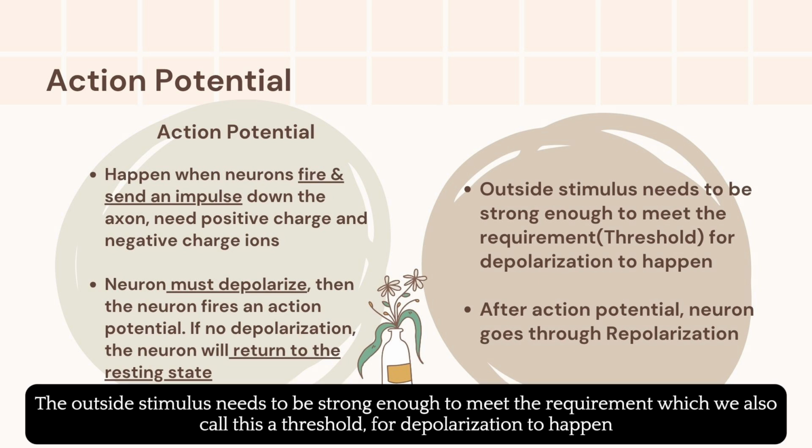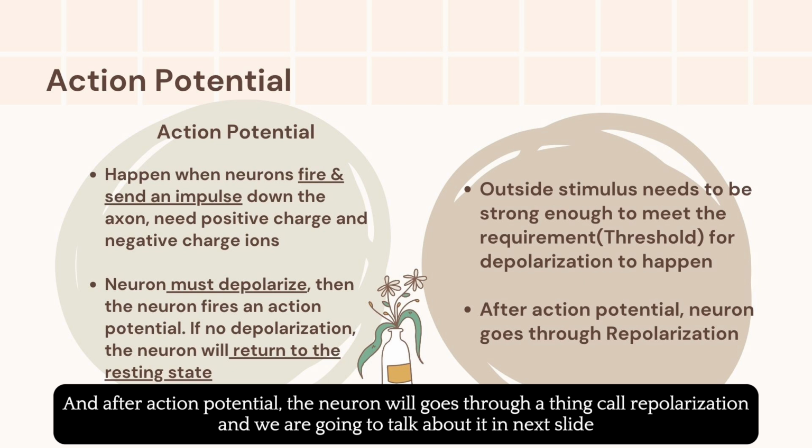And the outside stimulus needs to be strong enough to meet the requirement, which we also call the threshold, for depolarization to happen. And after the action potential, the neuron will go through something called repolarization, and we are going to talk about it in the next slide.